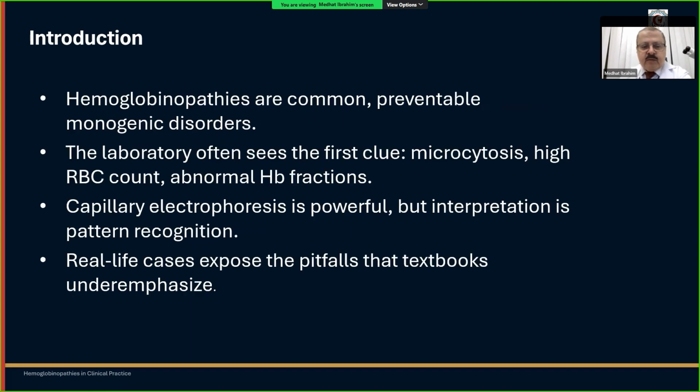Hemoglobinopathies are common preventable monogenic disorders, and the lab often sees the first clue as microcytosis, high red cell count, and abnormal hemoglobin fractions. Capillary electrophoresis is powerful, but interpretation is pattern recognition. Real life cases expose pitfalls that textbooks underemphasize. This is what I'm going to show you, inshallah.